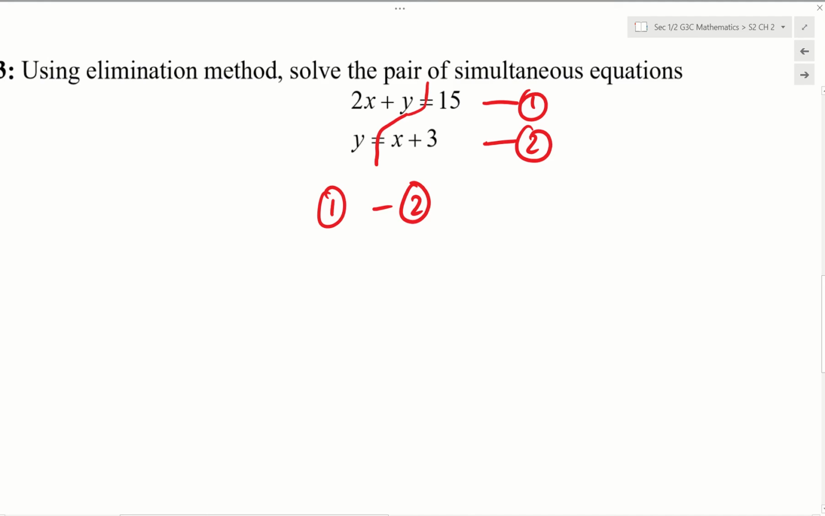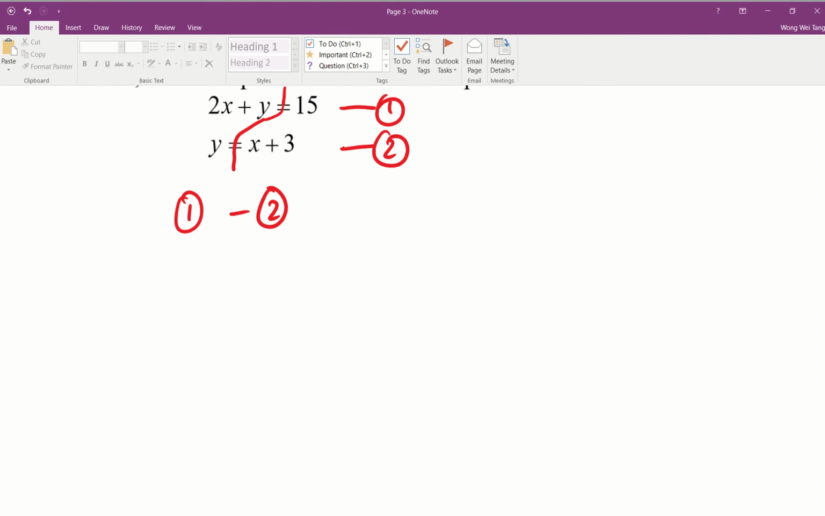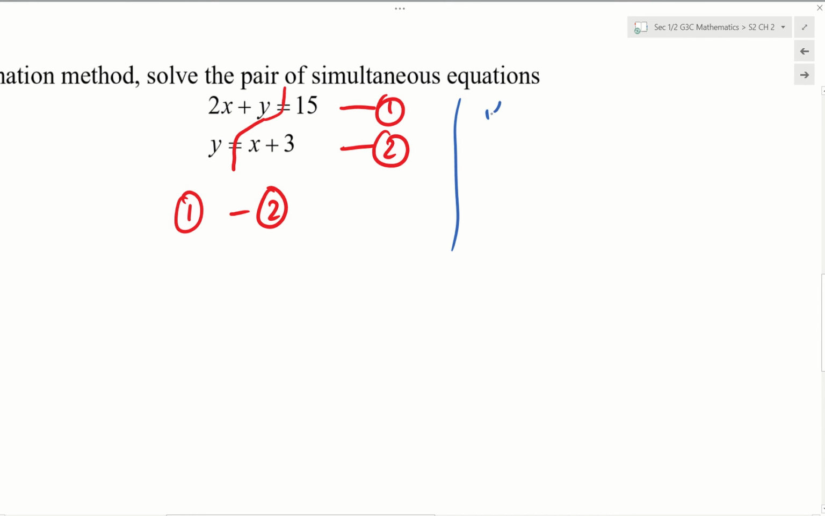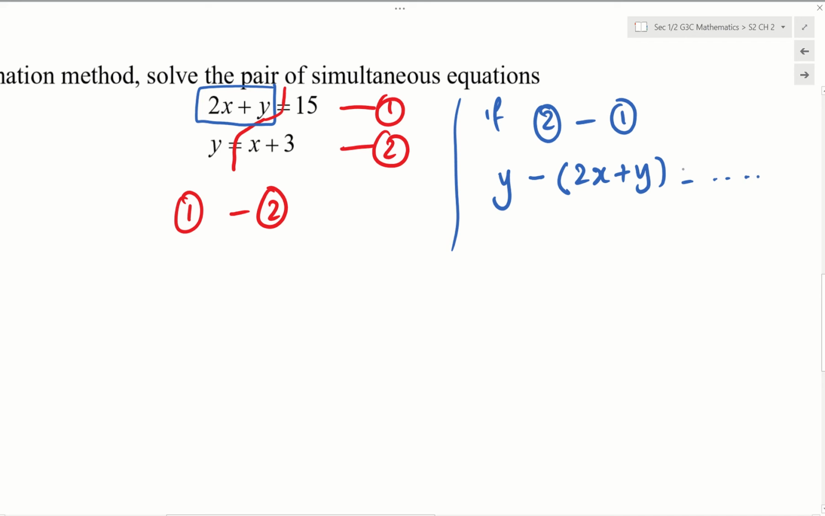Because if I were to do equation 2 minus 1, let me draw it with another color. If 2 minus 1, on the left hand side, I will have y from equation 2 minus the left hand side for equation 1, which is open bracket 2x plus y. This is the left hand side, so the right hand side you can continue. Now focusing on the left hand side, we will end up with y minus 2x minus y equals whatever. The y will be eliminated as expected, but you end up with negative 2x equals whatever is on the right hand side.